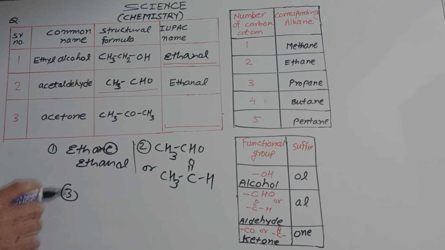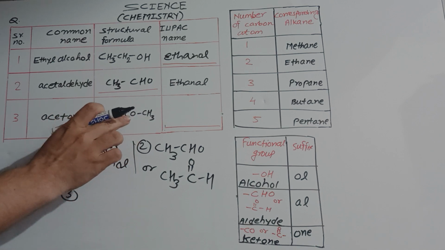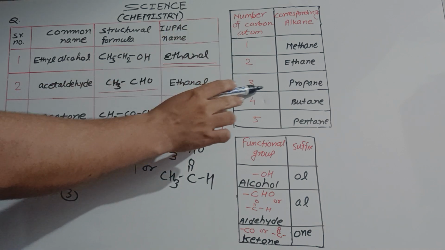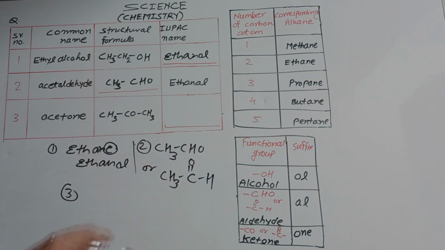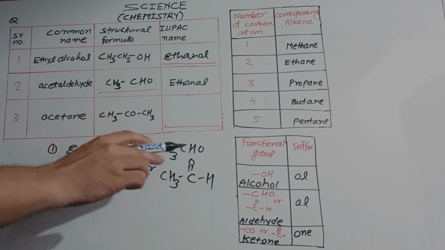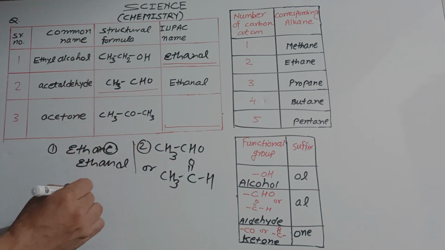Let us start with the first step, that is, count the number of carbon atoms. So 1, 2, 3, there are a total of 3 carbon atoms. So for 3 carbon atoms, what is the corresponding alkane? Propane. If there are 4 carbon atoms, the corresponding alkane is butane. And if there are 5 carbon atoms, then pentane.